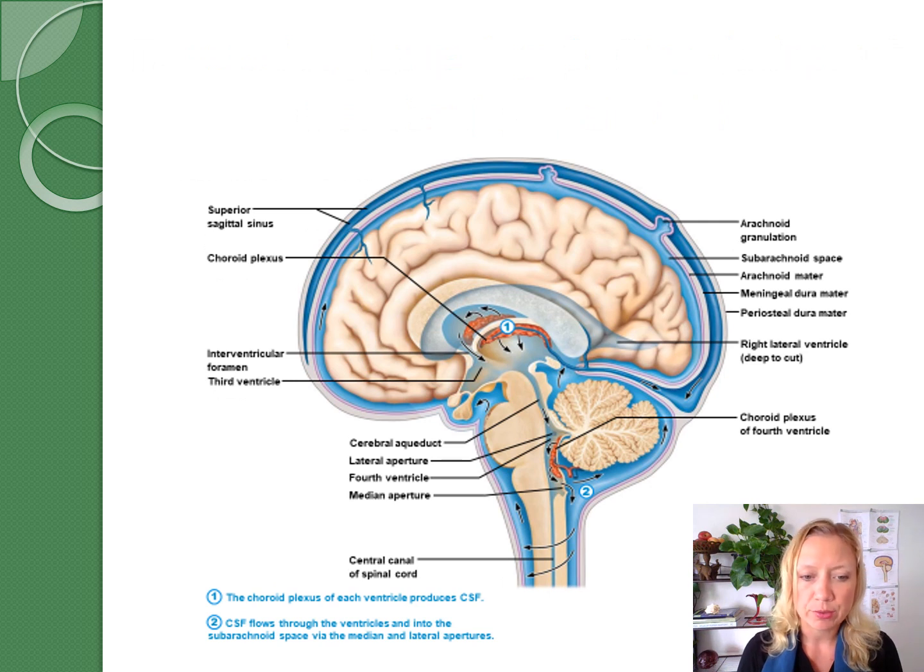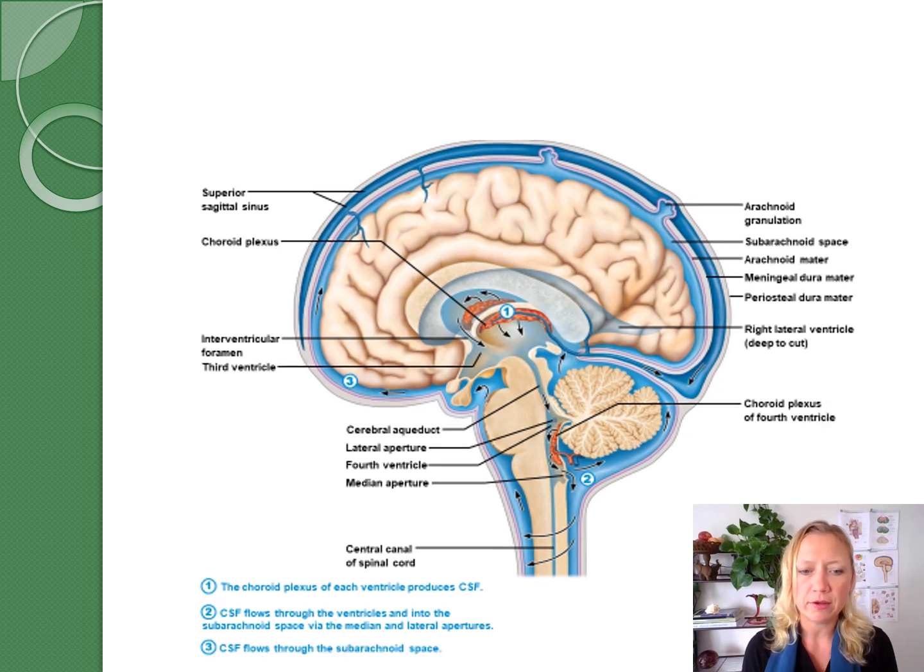Number 2, cerebral spinal fluid flows through the ventricles and into the subarachnoid space via the median and lateral apertures. So there's our median and lateral apertures and their function. So number 2, look below the cerebellum there is what they're referring to. So again, pause and take a look at this and the flow of the arrows for a moment as well.